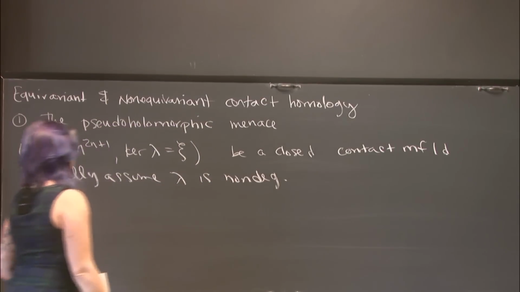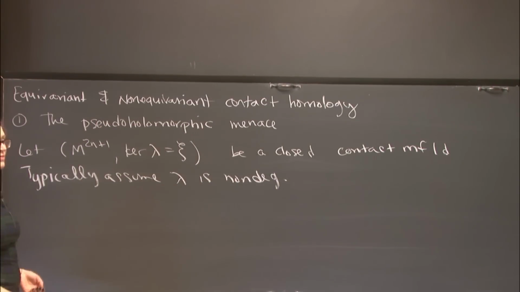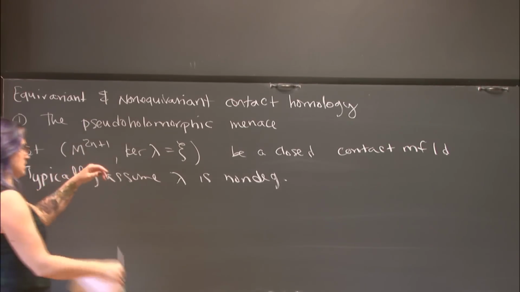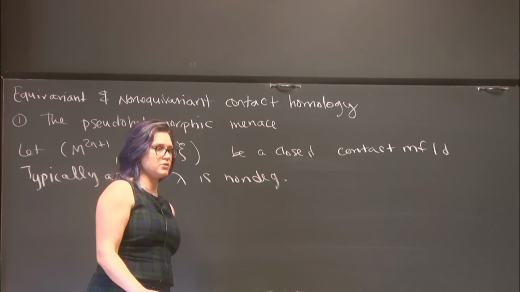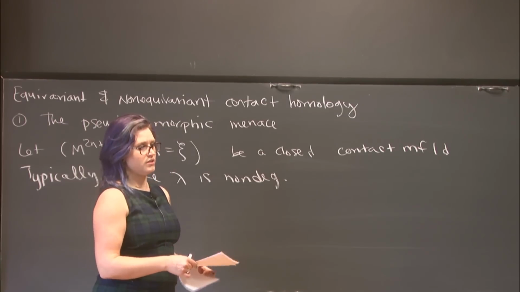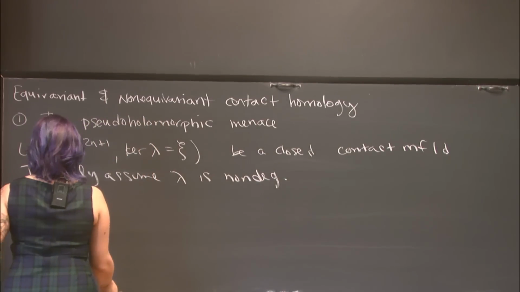And then we know that the contact form... So it would be in a Morse-Bott sense, or just isolated? Oh, it means that the eigenvalues of the linearized return map are not 1 for all the Reeb orbits. Okay, so they're isolated. Yeah, so all the Reeb orbits are isolated.